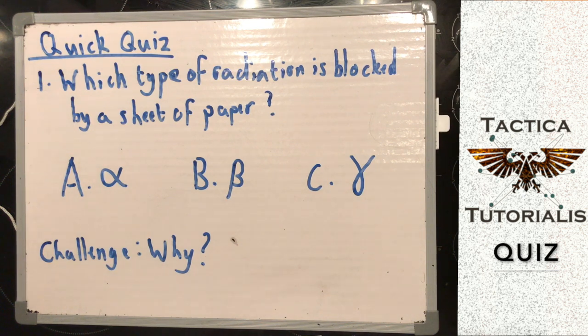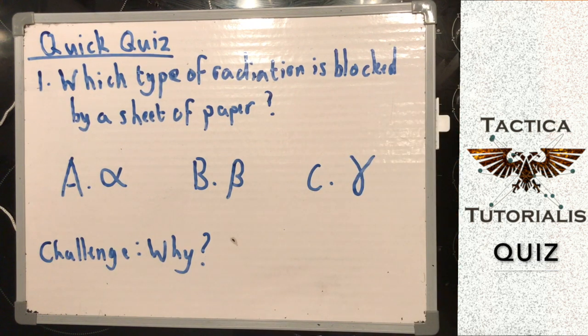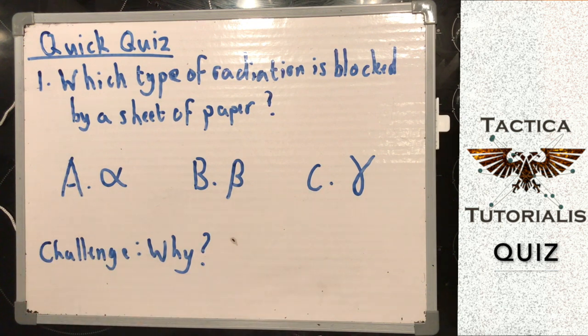So, first question. Which type of radiation is blocked by a sheet of paper? Is it A, alpha radiation, B, beta radiation, or C, gamma radiation? If you get the answer, your challenge is why. Why is that the answer? So give yourselves no more than a minute, pause the video, pick your answer, justify your answer, and then come back.